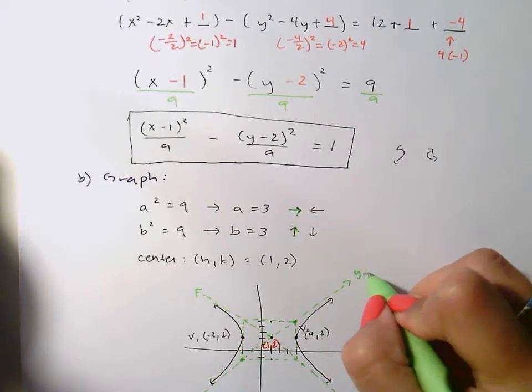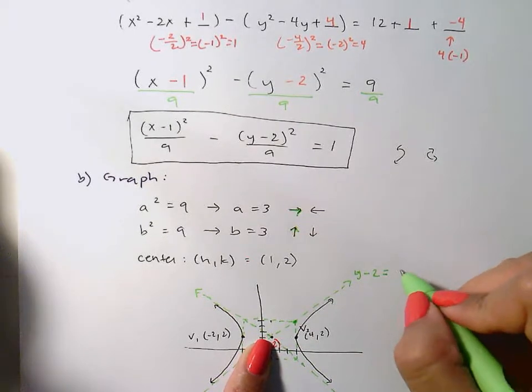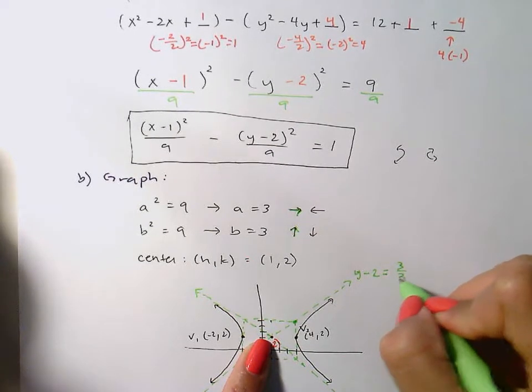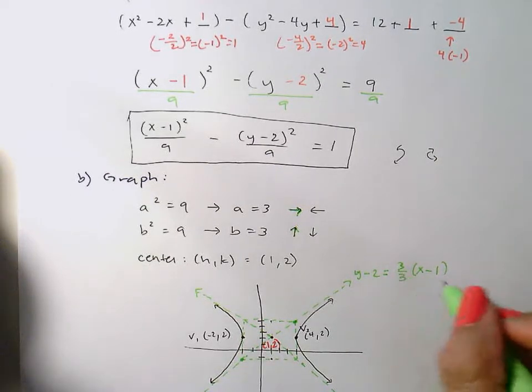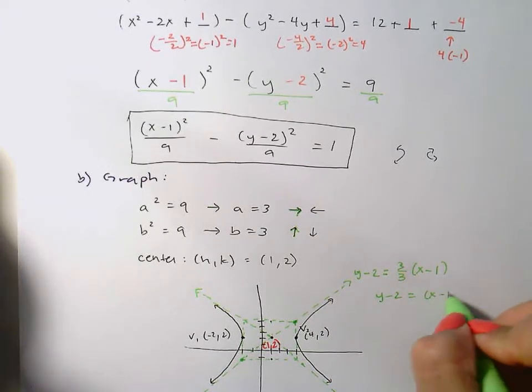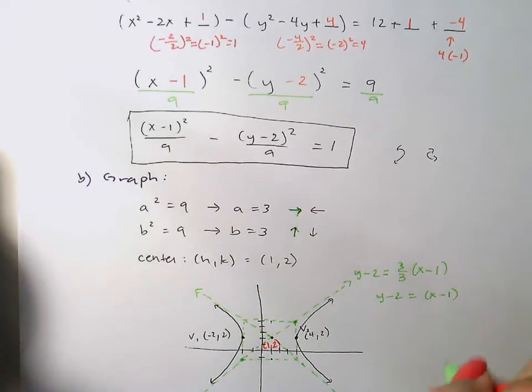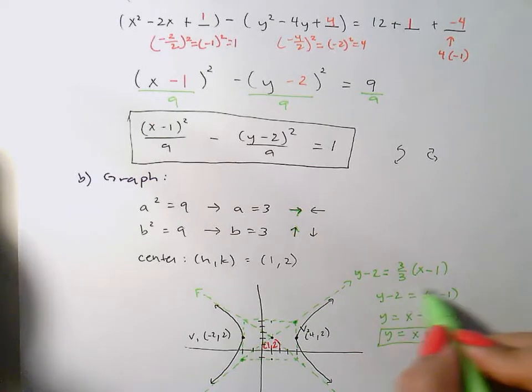So y minus y1, which is 2, equals m, which is the rise over run, so 3 over 3, times x minus x1, which is equal to 1. And if you simplify this, you're going to get y minus 2 equals x minus 1, and if you wanted to move that over, you could. So this is y equals x minus 1, and then plus a 2. You could even simplify it further, y equals x plus 1. You could have just left it like this if you wanted to.